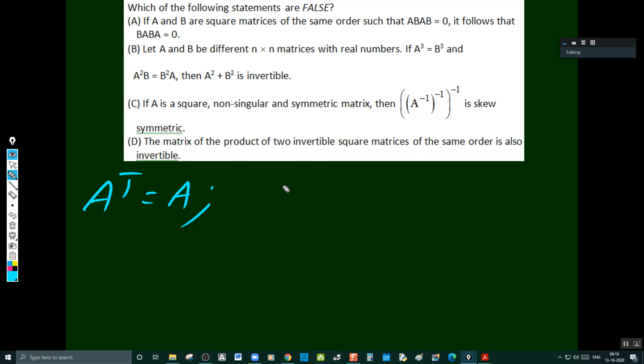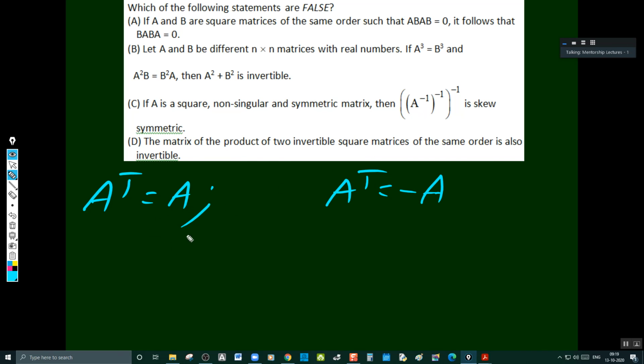Do you understand what Dhananjay is saying? Because A transpose is equal to A, you find out the inverse as many times as you like, but that remains symmetric only, and it will not become skew symmetric. Where will the minus come from? You will not get minus. Why am I talking about minus? Skew symmetric matrix definition, please: A transpose is equal to minus A. Minus A, you never get. Okay.